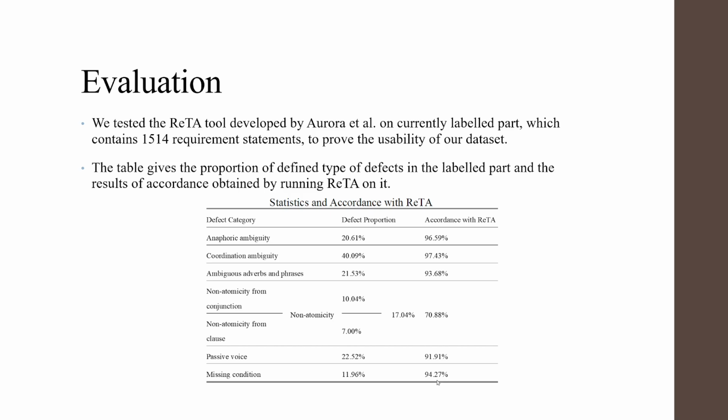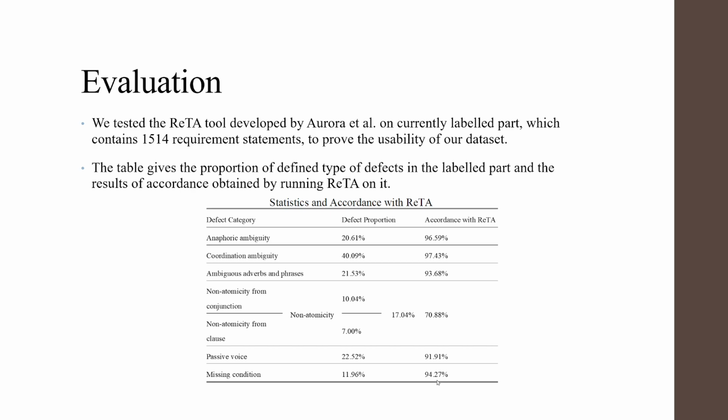In the evaluation part, we tested the RETA tool developed by Aurora and its collaborators on the currently labeled part, which contains 1,514 requirement statements, to prove the usability of our dataset. The table gives the proportion of defined types of defects in the labeled part and the result of accordance obtained by running RETA on it.